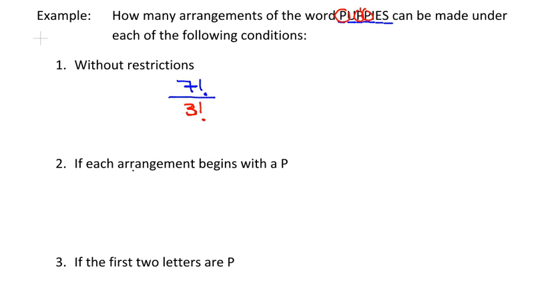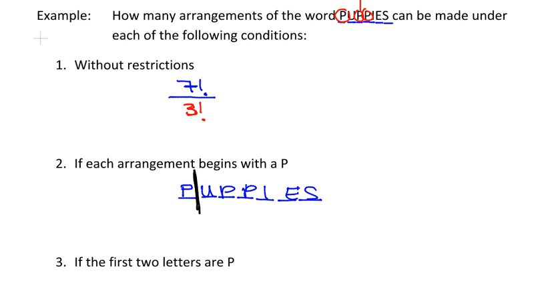Okay, this next question is a little bit different. What if each arrangement has to begin with a P? So let's give spot 1 a P here, and then U, P, P, I, E, S. So here's the rest of the spots for the letters in puppies. Now, this first P here is fixed.